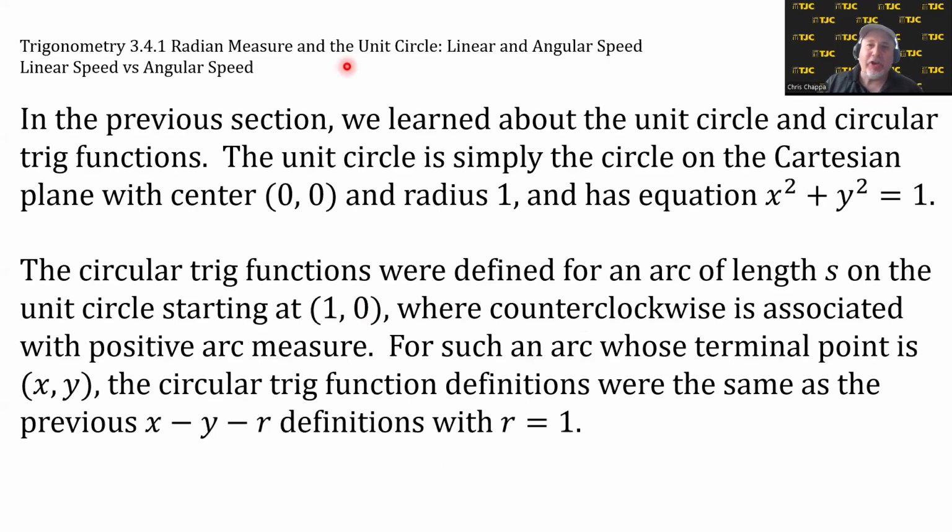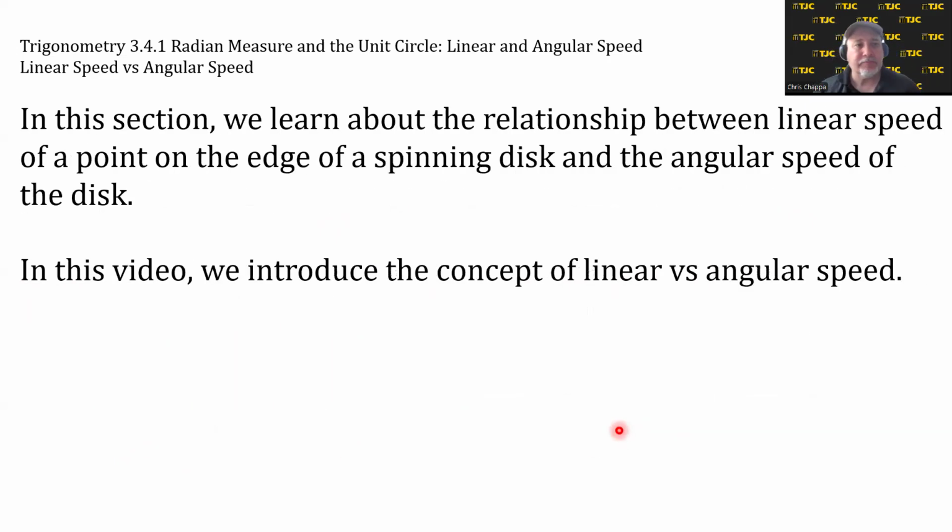In the previous section, we learned about the unit circle and circular trig functions. The unit circle is simply the circle on the Cartesian plane with center 0, 0 and radius 1, and has equation x squared plus y squared equals 1. The circular trig functions were defined for an arc length s on the unit circle starting at 1, 0, where counterclockwise is associated with positive arc measure. For such an arc whose terminal point is x, y, the circular trig function definitions were the same as the previous x, y, r definitions with r equal to 1.